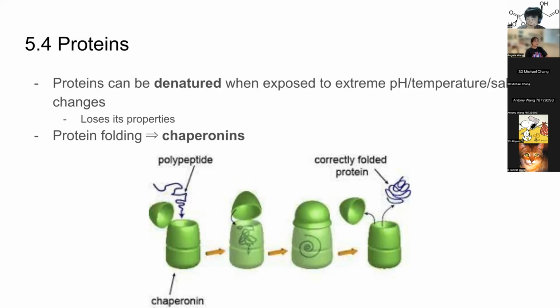So another thing is that chaperonins help with protein folding. Chaperonins are basically little protein capsules that polypeptides enter, and they provide an ideal environment for the protein to fold better.